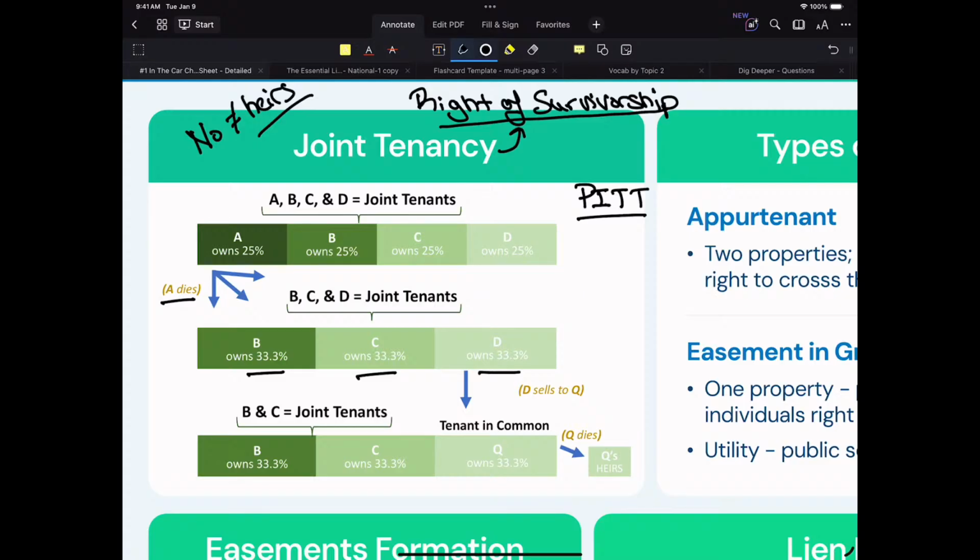Now, if you don't like that, then you could sell it. Let's say D is like, this is not what I want. I don't want it to go to B and C if I die. D could sell to Q, and now Q is a tenant in common. Why? Because they might have the same amount of interest, but they didn't get it at the same time, and their title is not on the same piece of paper, so they can't be a joint tenant. In order to be a joint tenant, you had to get it at the same time on the same document. Your interest might be equal, your possession might be equal, but you can't be a joint tenant.